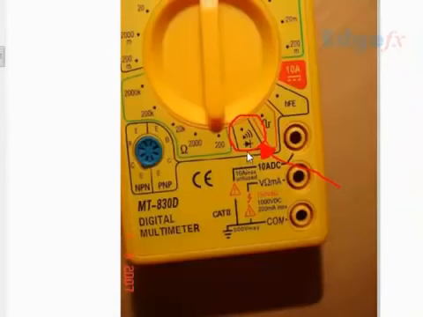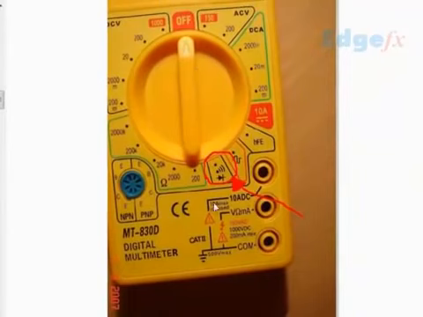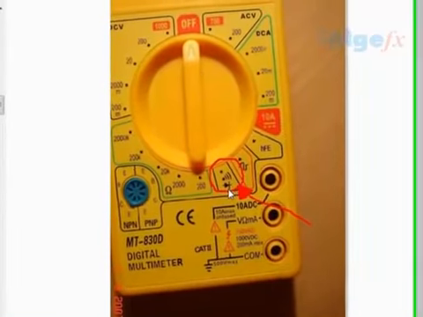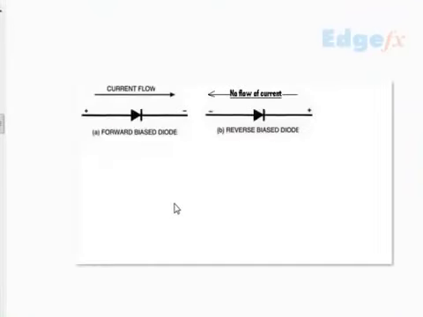So we choose the diode range. This is the diode range, and this also is the continuity range. That means checking the continuity. So this is the place we will move our meter to this location and then be ready for checking the many active components.